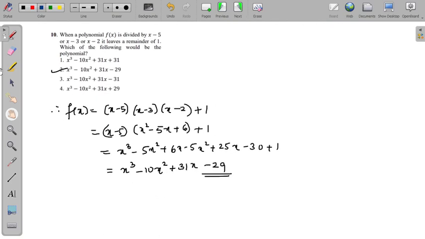Now, 10th question. When a polynomial f of x is divided by x minus 5, x minus 3 or x minus 2, it leaves a remainder of 1. Which of the following would be the polynomial? As all are third degree polynomials, we can't directly judge it from that. It gives you the remainder 1. So, we have to get the product of these factors, then add the remainder, that is nothing but 1. When you simplify all this, we get the polynomial x cube minus 10x square plus 31x minus 29. Second option is the answer.